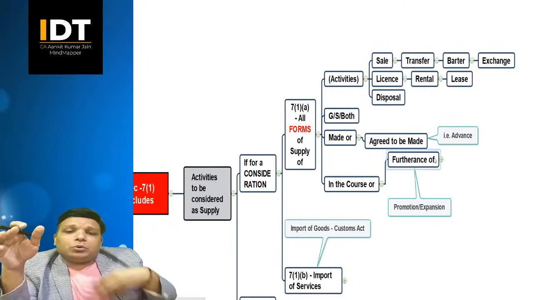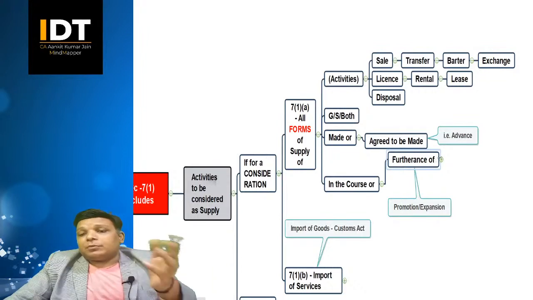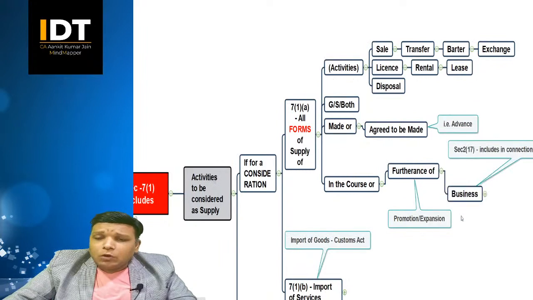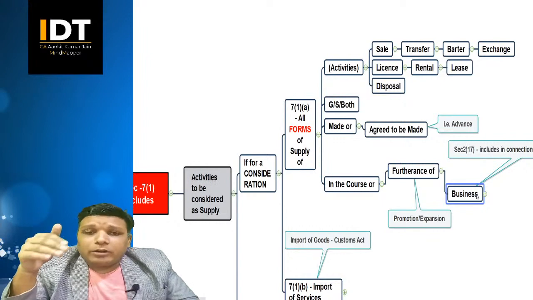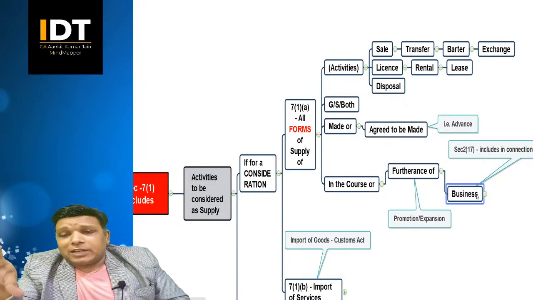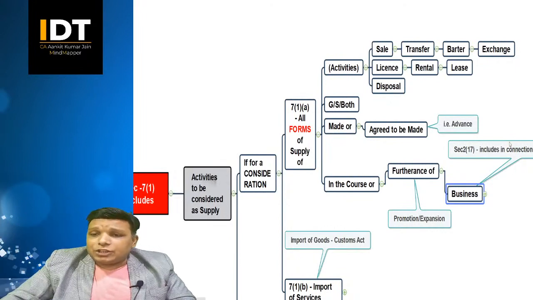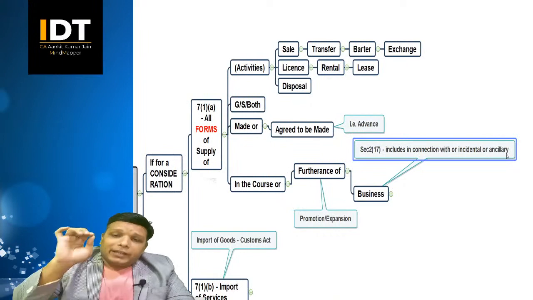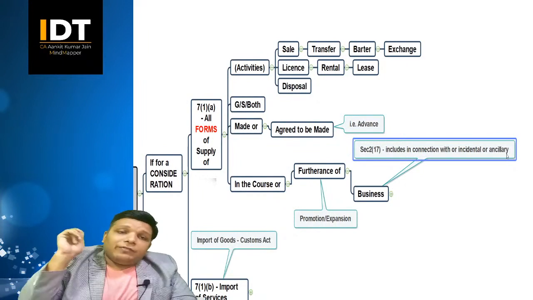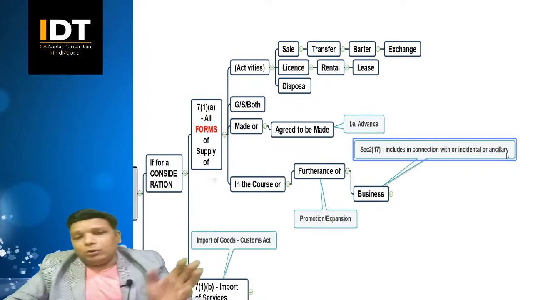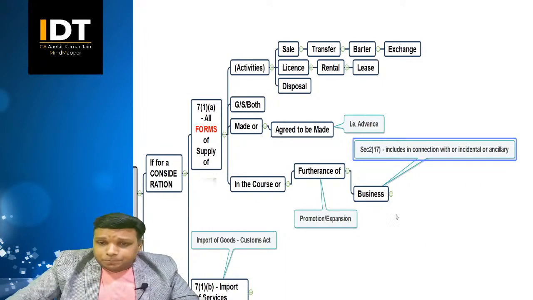Course of business means if I do some work in routine, that is called course of business. Furtherance of business means any kind of promotion or expansion. Clear everybody? Now, of the business. Now, business is defined in section 2, subsection 17. Not important from the point of view of examination, so we are not covering it in this crash course. But one point which I need to put here is that it includes in connection to, right? Any activities in connection to, in connection with, or incidental or ancillary with business will also be covered under the scope of supply. We will be looking into examples, so just wait on. I am just trying to give you the background of what we are trying to cover here, correct?